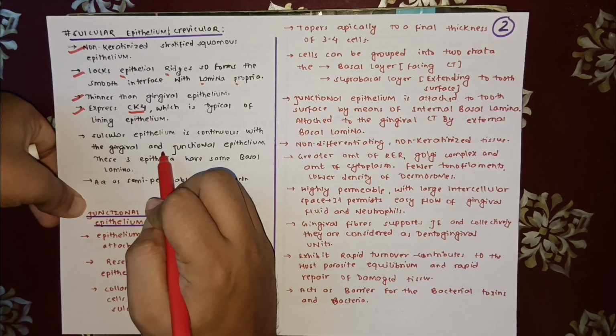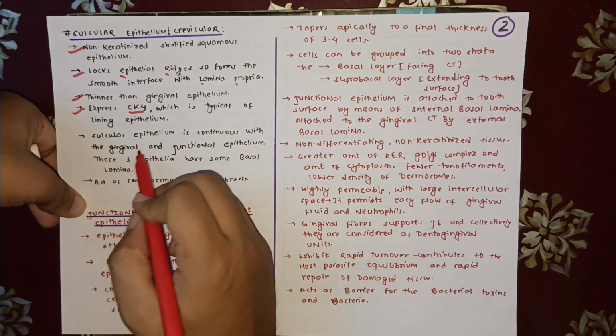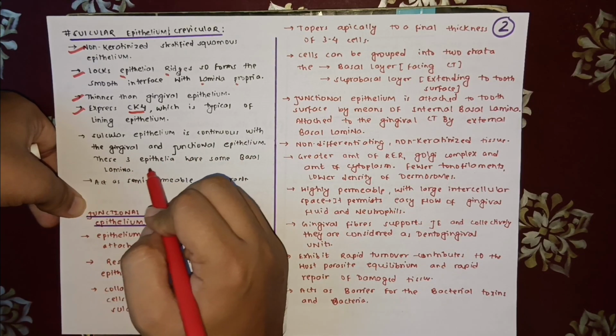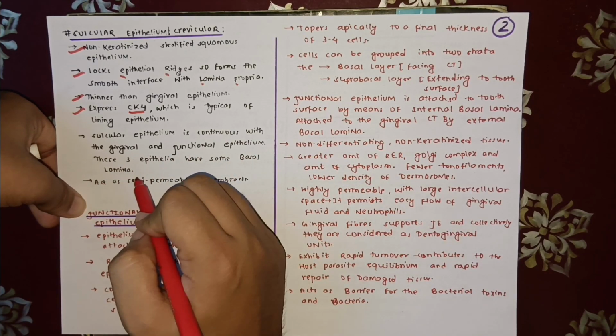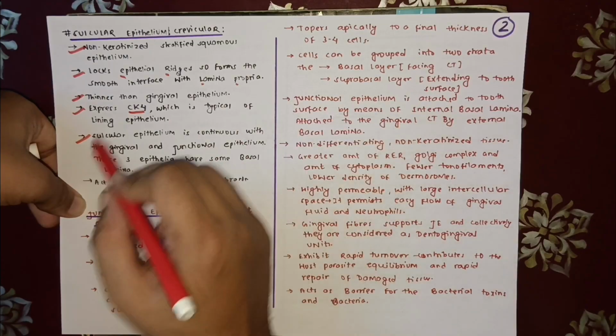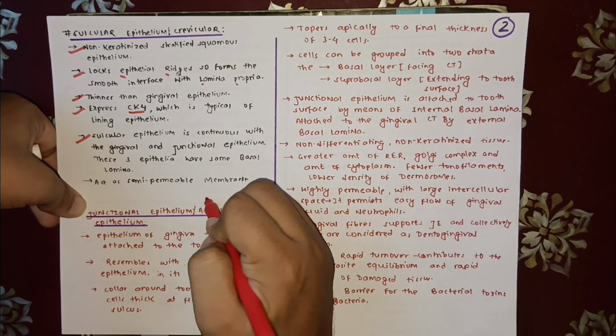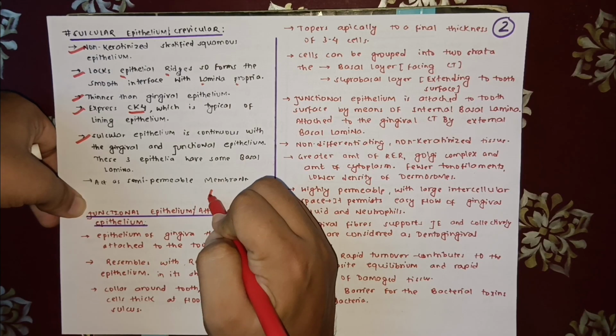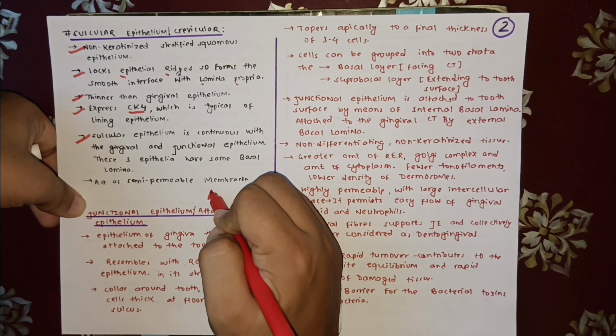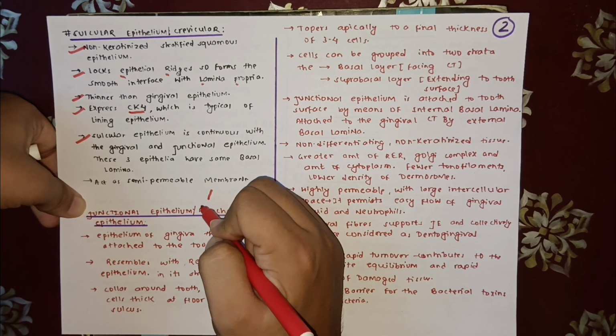After that, the sulcular epithelium is continuous with the gingival and the junctional epithelium. These three epithelia have the same basal lamina. This is a very important point for your concept. First of all, at this portion we have the free gingiva, or the gingival margin.